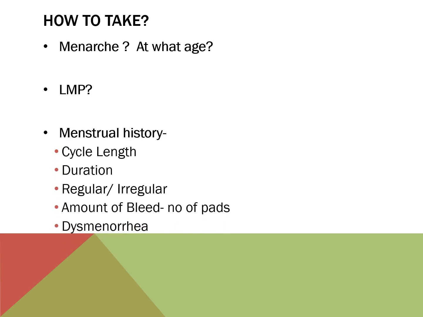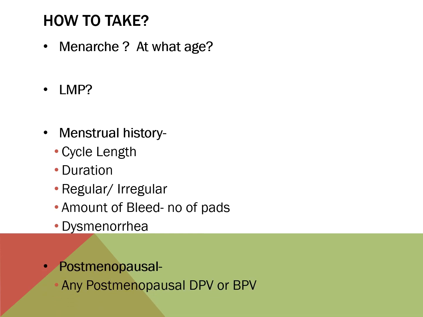Next are the specific points that you need to ask in a menstrual history, in this format: the cycle length, duration, regularity, the amount of blood loss, and whether there is any associated dysmenorrhea. In case she is a postmenopausal patient, you need to know the duration since she became postmenopausal, and whether there is any postmenopausal discharge or bleeding per vagina.